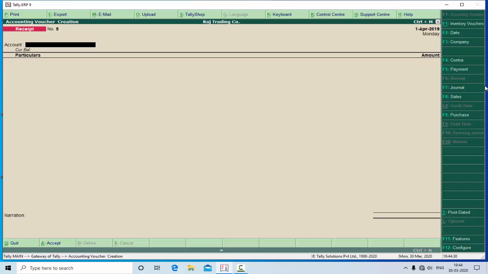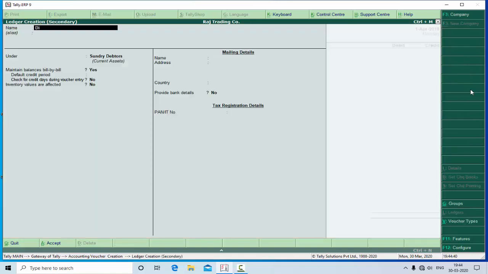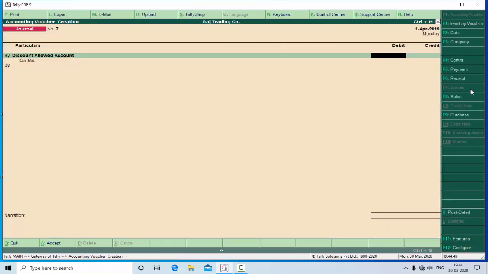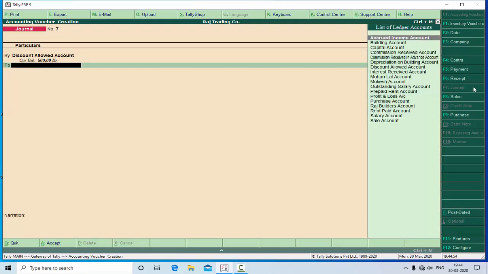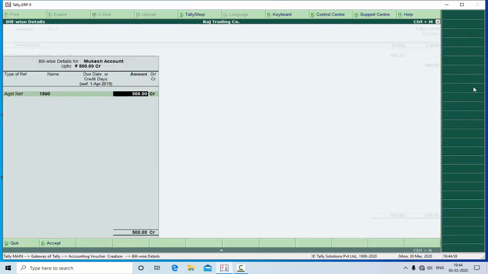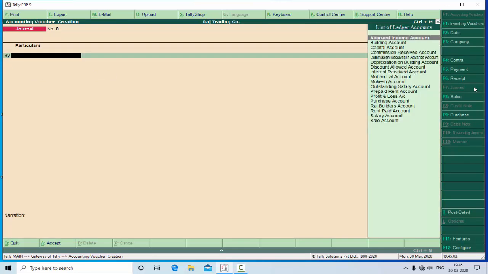And then next entry is recorded in journal voucher, discount given to the Mukesh. Entry will be discount allowed account debit to Mukesh account, amount 500, and we will create this account, discount allowed account, under the indirect expense. I think you understand. And the amount will be 500, and the Mukesh account will be created, and adjust the reference from here. I think you understand how to record that entry in journal voucher.